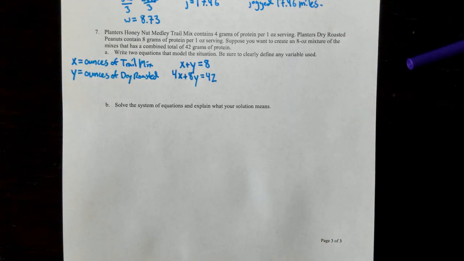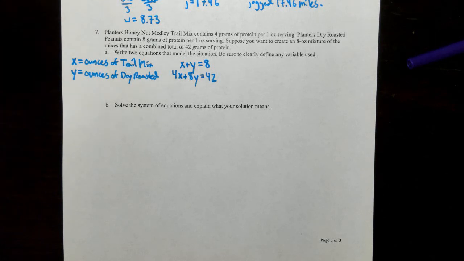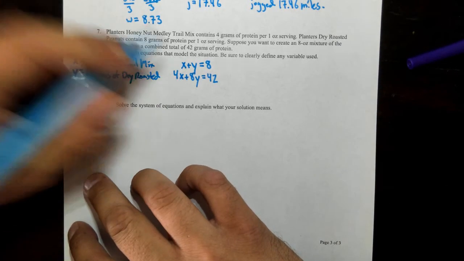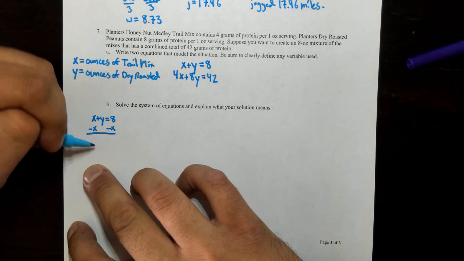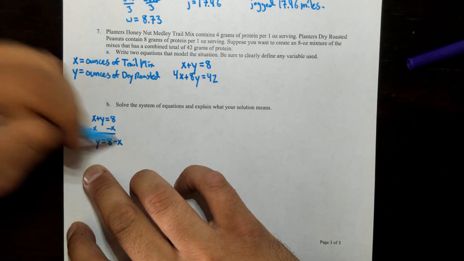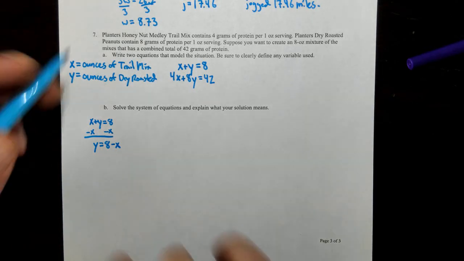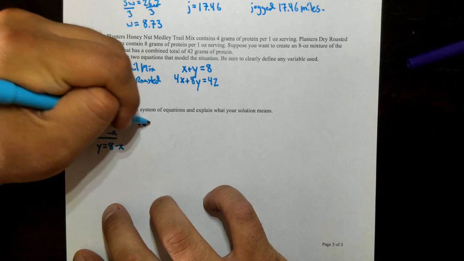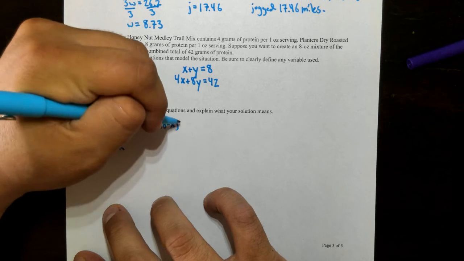So again, here we want to solve this, and I'm just going to use substitution. In this case, like I said, it's my go-to. So I have x plus y equals 8. We can solve for y. If we subtract x from both sides, y is equal to 8 minus x. And I'm going to plug that into the other equation. So we're going to have 4x plus 8y, but I know y to be 8 minus x, equals 42.